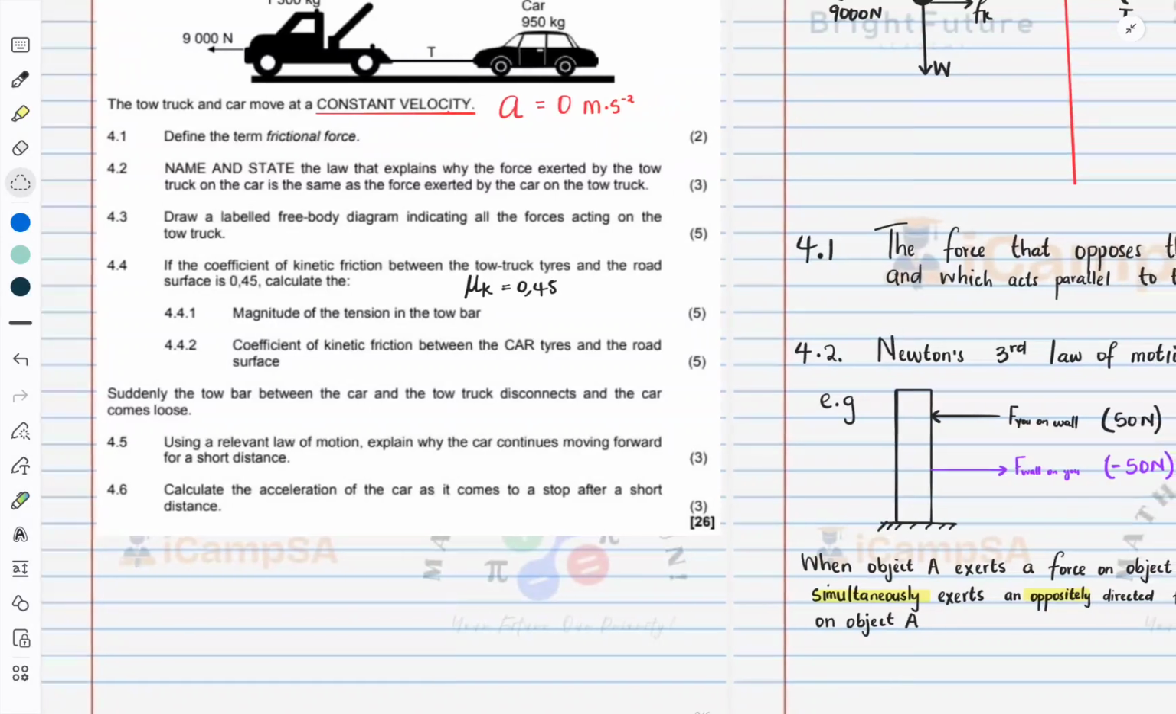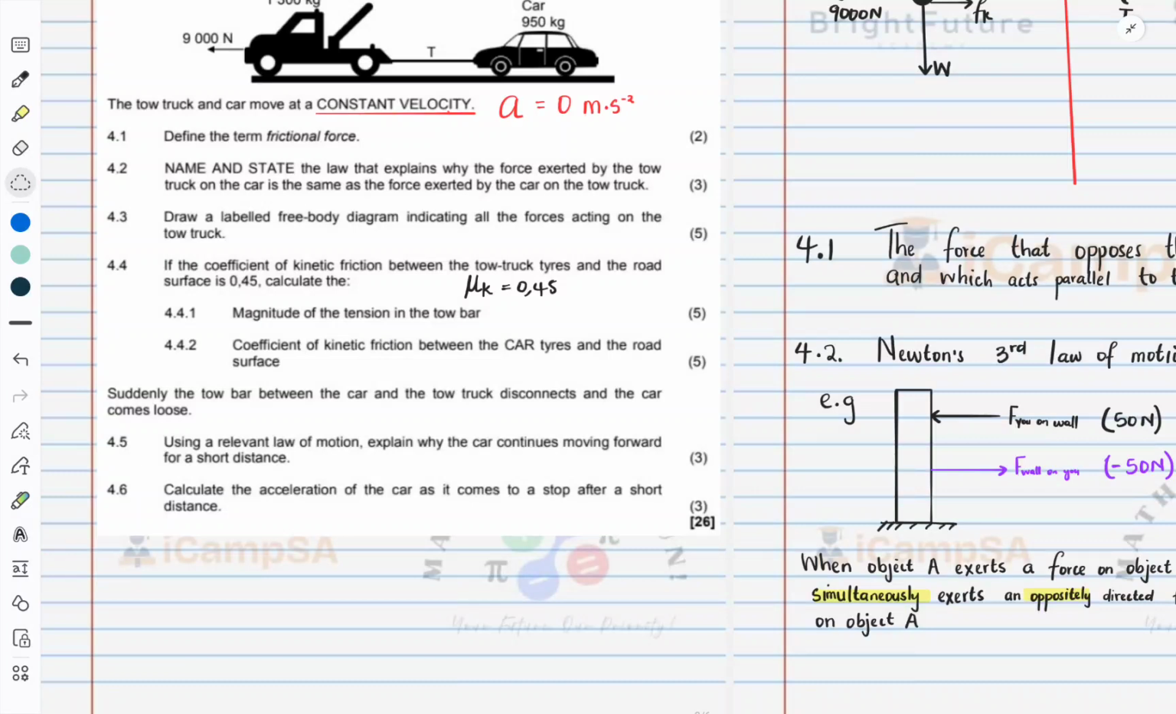So now we go to the next part of this question. We are being told that suddenly the tow bar between the car and the tow truck disconnects and the car comes loose. Okay, that's an interesting scenario. And then, using a relevant law of motion, explain why the car continues moving forward for a short distance. So let's bring it back to the original scenario. Initially, before the tow bar disconnected, these two vehicles were moving at constant velocity. So we're being asked to use a relevant law of motion to explain why the car will continue moving at this constant velocity. Do you get where I'm going?